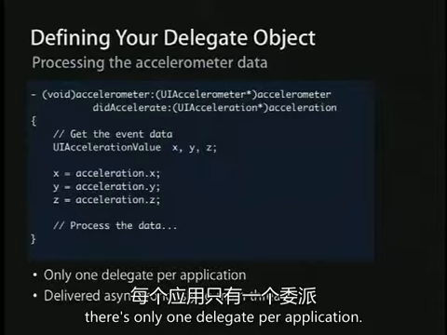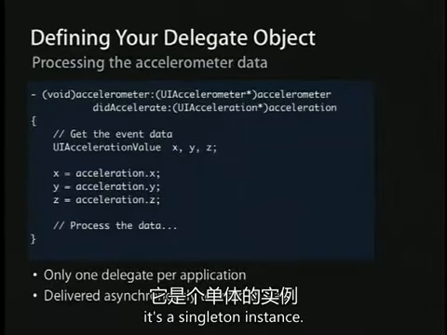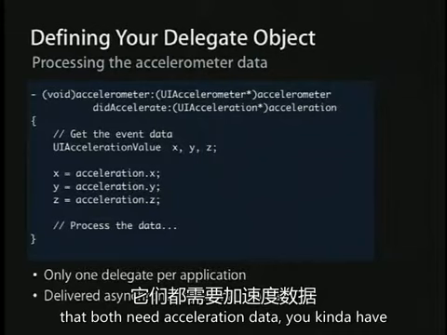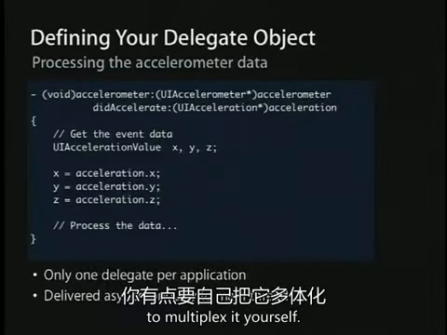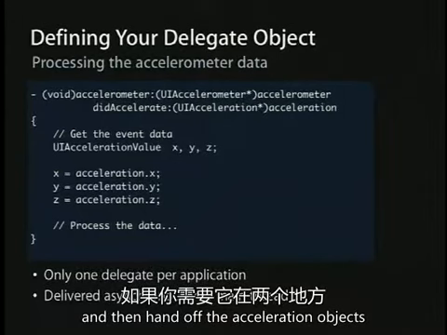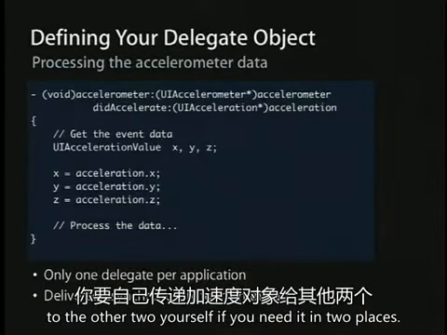There's only one delegate per application. There's a singleton instance. So if you've got two objects in your app that both need acceleration data, you kind of have to multiplex that yourself. So you have to set one object up as the delegate and then hand off the acceleration objects to the other one yourself if you need it in two places.